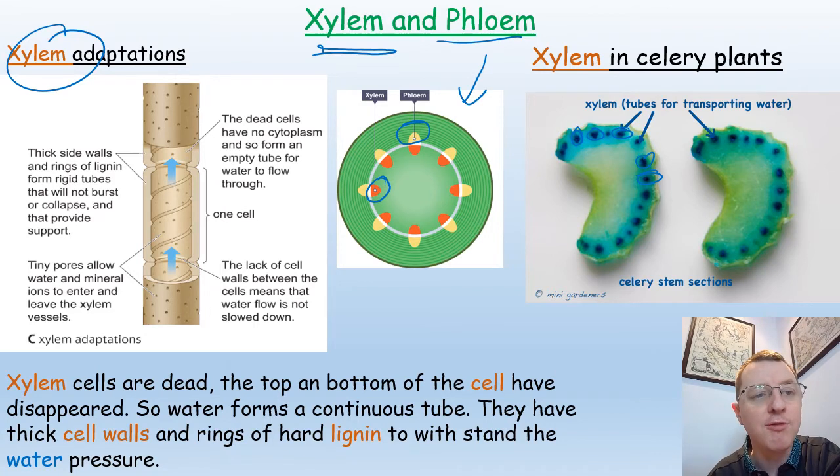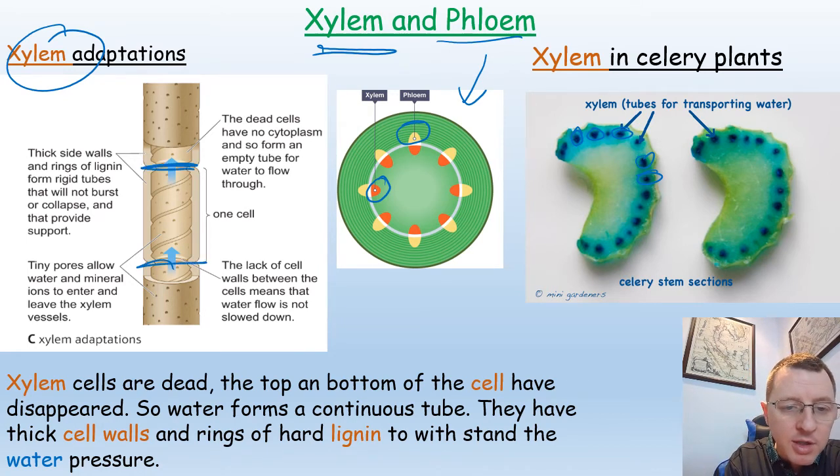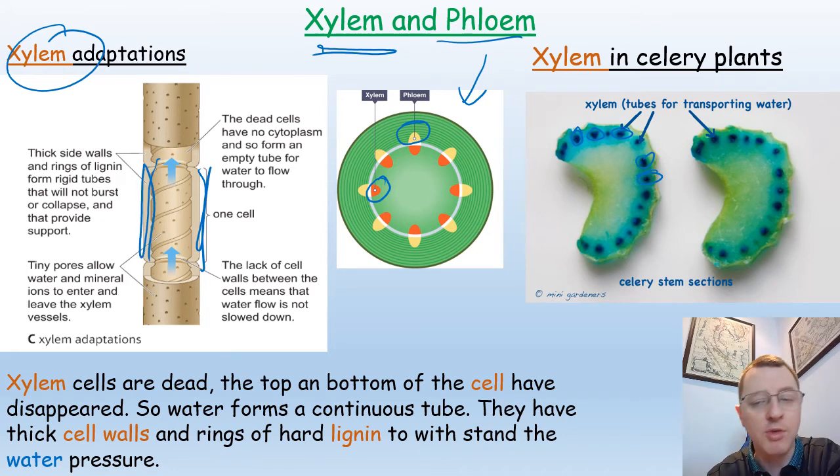In fact, that's the main function of xylem cells. Their function is to transport water from the roots to the leaves, and dissolved within the water is minerals. So how are they adapted for this job to transport the water and the minerals? Well, xylem cells are dead. The top and the bottom of the cell have disappeared. You can see that here in this diagram. The cell wall at the top and the bottom are no longer there. We only have the cell walls down one side, around the outside of the cell.